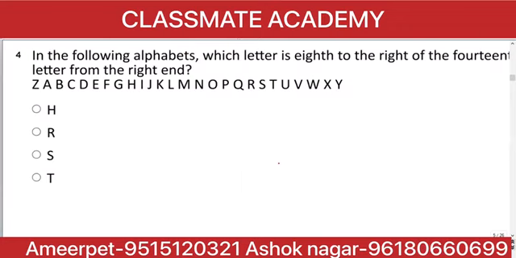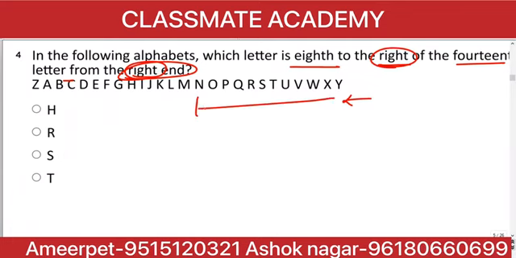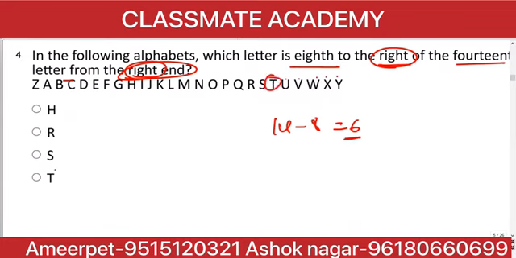Next, if you see this question, in the following alphabets, which letter is 8 to the right of the 15th letter from the right end? Right end means from this end. Both are right side only. So you are moving right and selecting some number and again moving right. Yes or no? So what do we have to do? Plus or minus? We have to do minus. That is 14 minus 8. What is 14 minus 8? 6. So from the right side, the 6th letter. That is 1, 2, 3, 4, 5, 6. So your answer is D. Yes or no? Next.